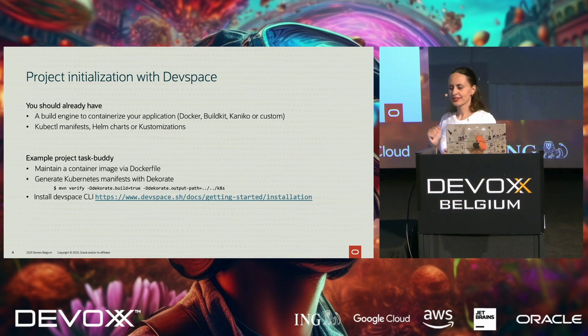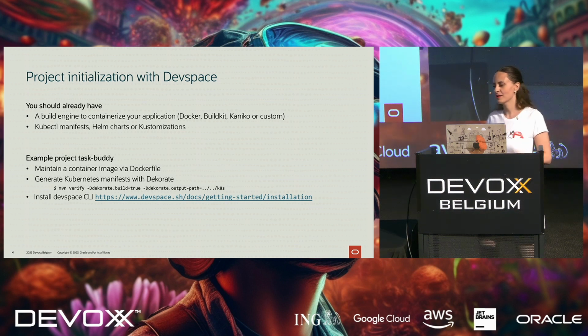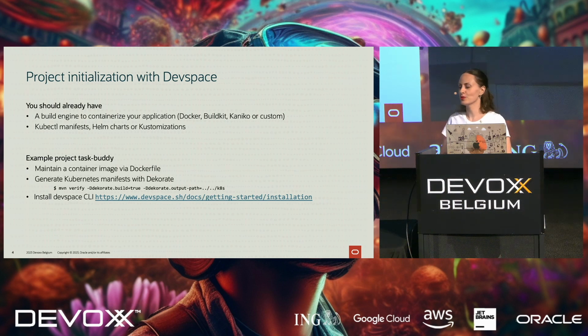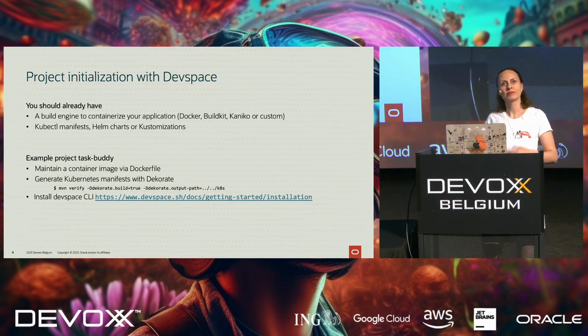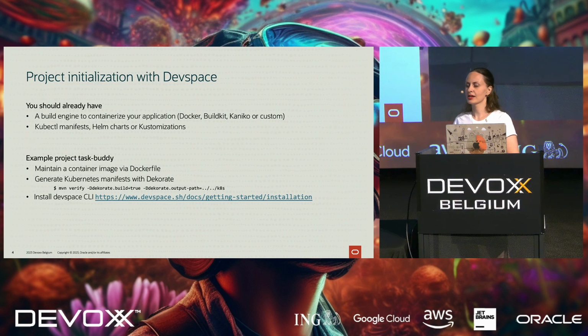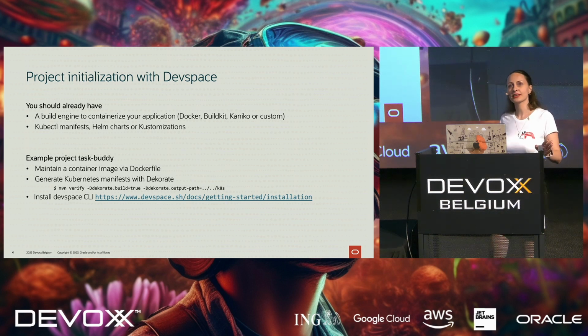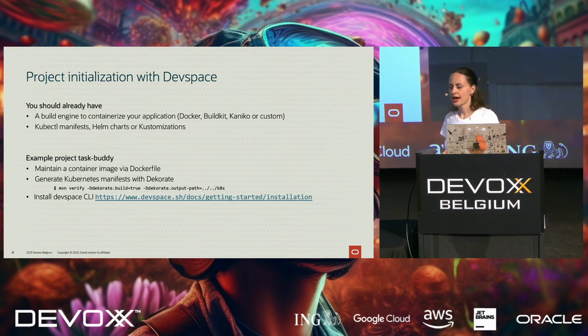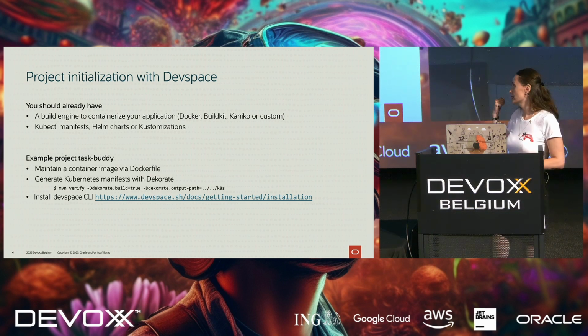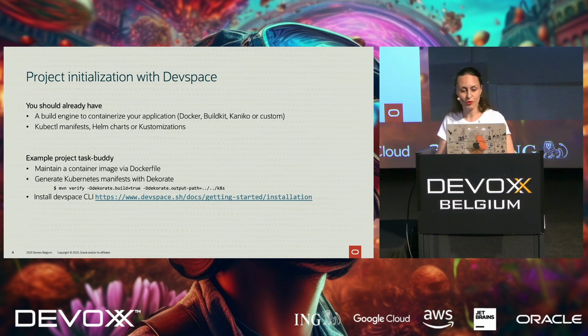Now for my example project TaskBuddy, which is a glorified to-do application, working with JDK 21, Spring Boot, and Vue, I generated my manifests with Dekorate, using the Maven plugin for that. And I maintain my container image via Dockerfile. So probably many of you have started like this, or either made a Dockerfile and wrote your own manifests and YAML. However, I didn't want to write any YAML in this case, except for maybe the Devspace configuration. And I put Dekorate to work with that command over there for me.